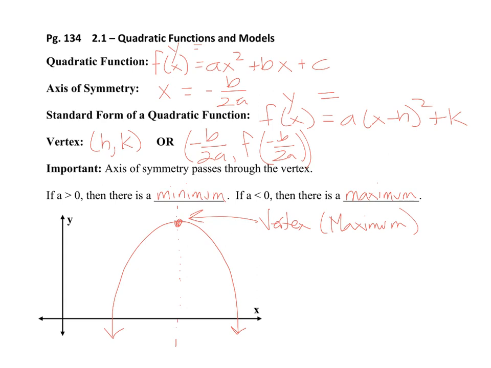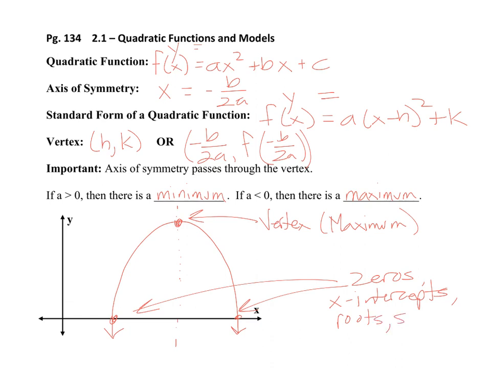All right, then we have our zeros here. These are the zeros, also known as the x-intercepts, also known as the roots, also known as the solutions. All right, all different ways of expressing the same thing. All right, and then we have the axis of symmetry here once again. And the formula for that is negative b over 2a. All right, I'll say AOS for axis of symmetry.